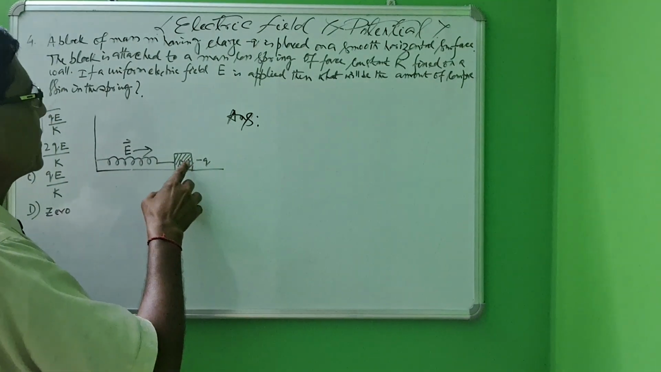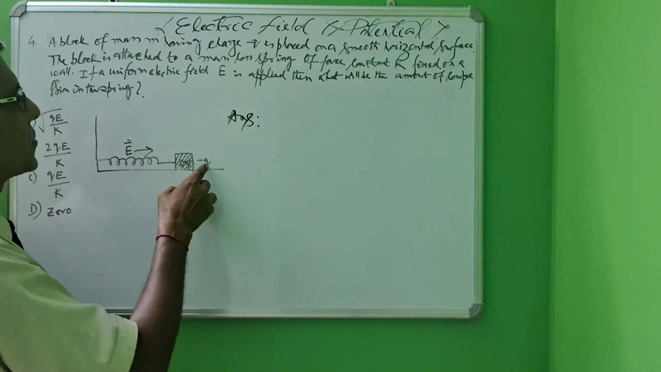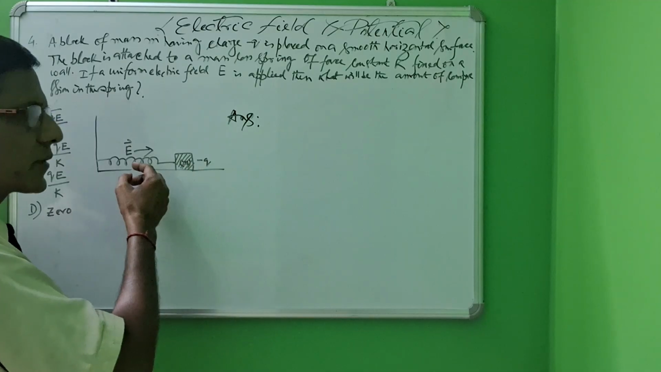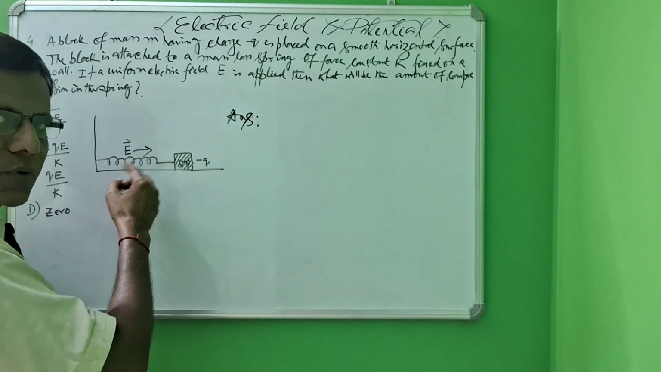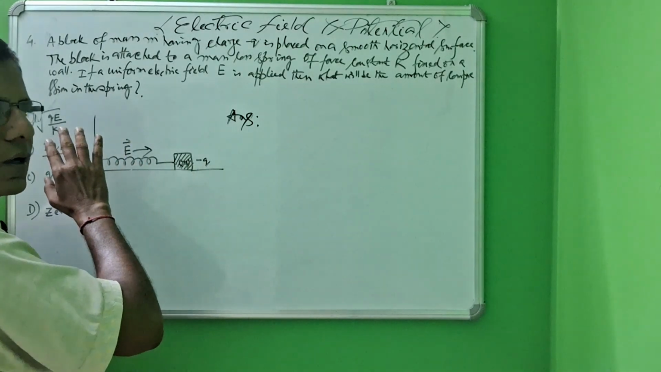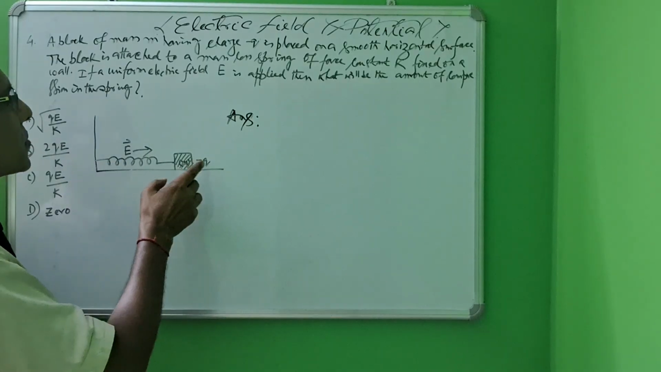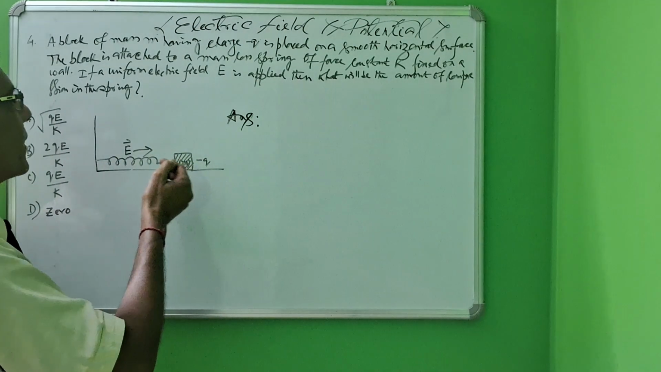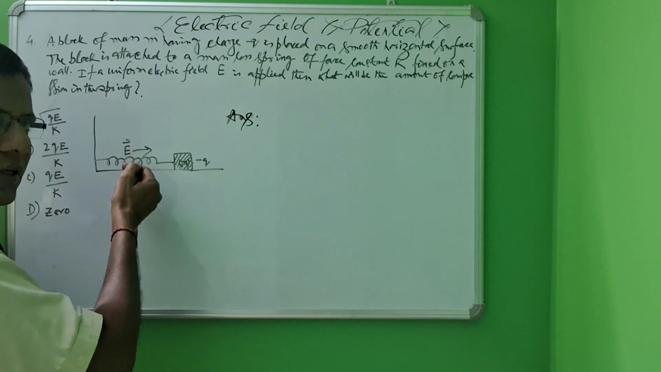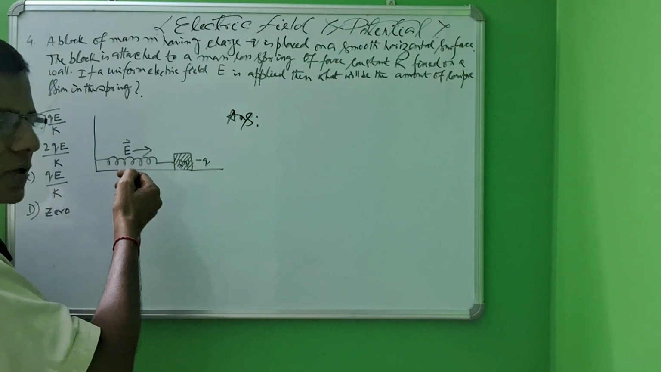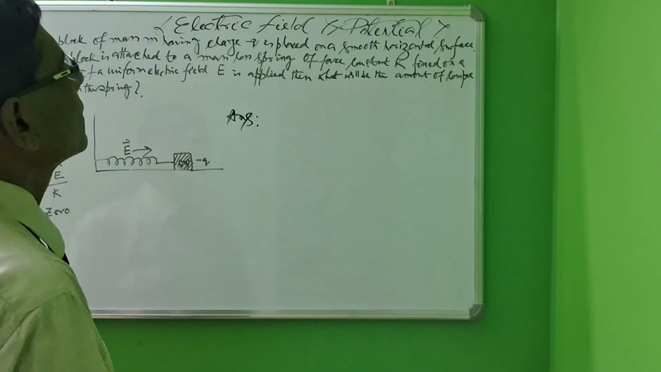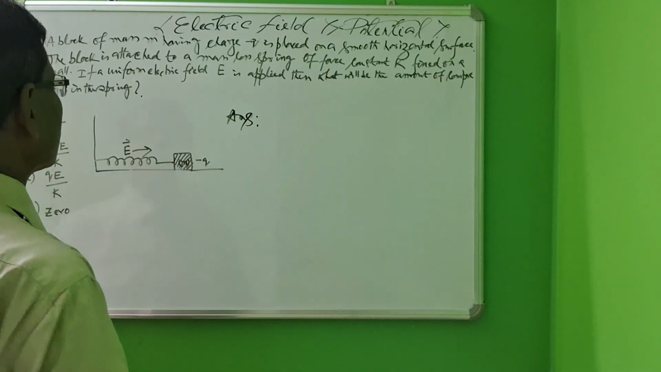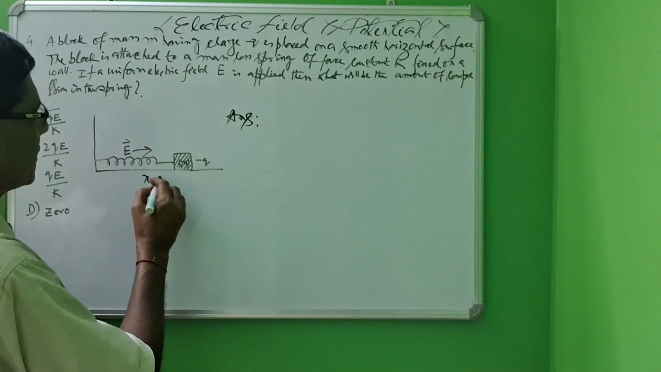So here is a minus q charge, so this one will be attracted by this positive charge if placed in the other ground of this electric field. So there is a force of attraction, but the spring also will be contracted due to this force. So what will be the amount of compression? Suppose x is the amount of compression.